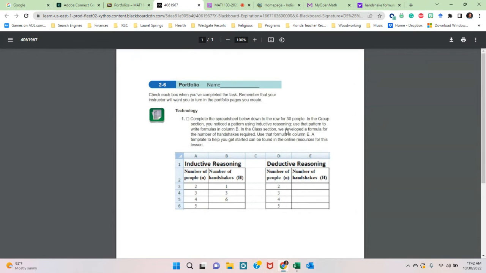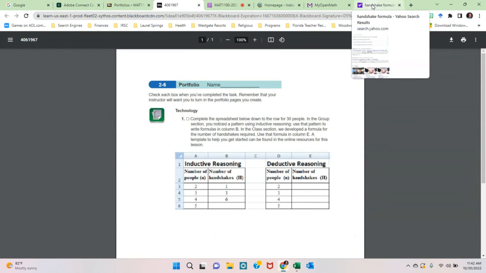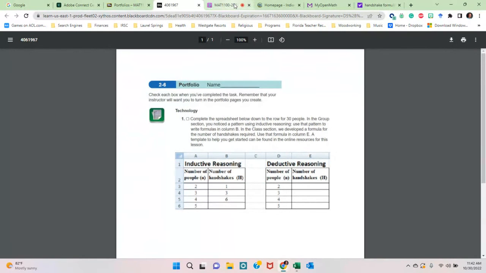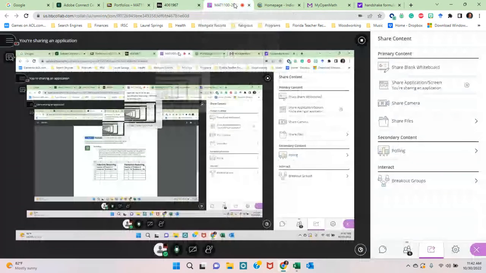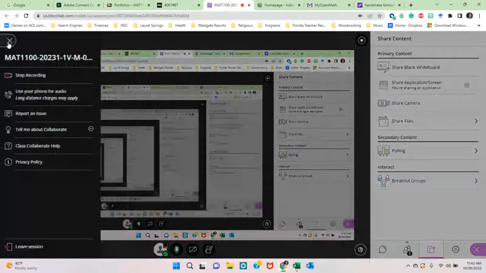In the class section, you develop the formula for the number of handshakes required. All right. Use the formula in column E. Well, I did that with you. I kind of looked it up. That formula was found in the text, but you can see that you could find it by just simply typing in handshake formula under a Google search. And then that's all this portfolio required. You can go ahead and save it and submit it. That's all that it is.